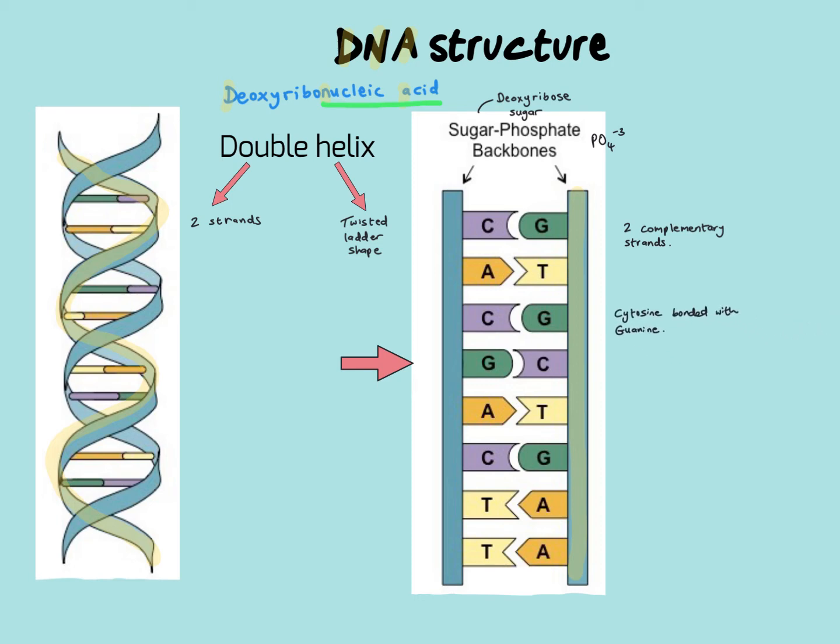The C stands for cytosine, which always bonds with guanine, and the A stands for adenine, which always bonds with thymine. So this is what we call our complementary base pairing, with C bonding with G, A with T. You must know the letters and the name for what that letter stands for.